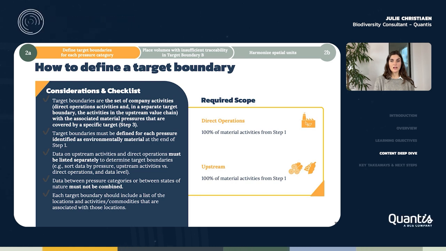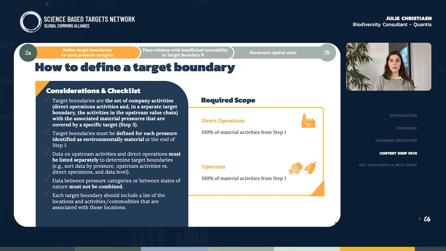For instance, estimates of water use and land use change across sites and value chains cannot be combined. All estimates of pressures must be analyzed separately.